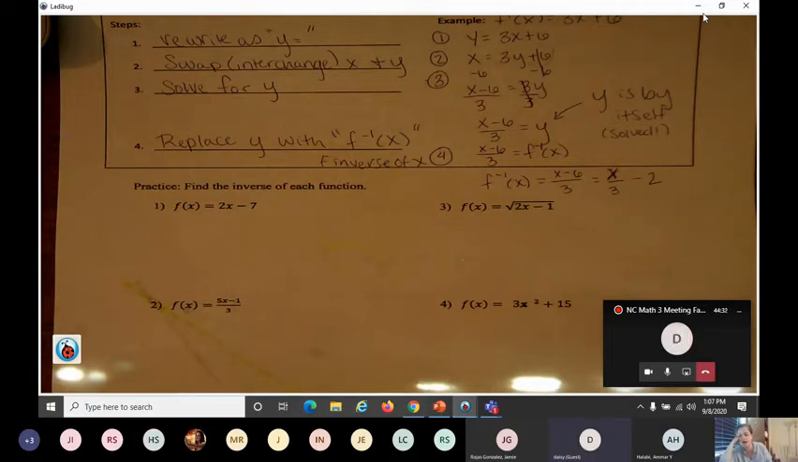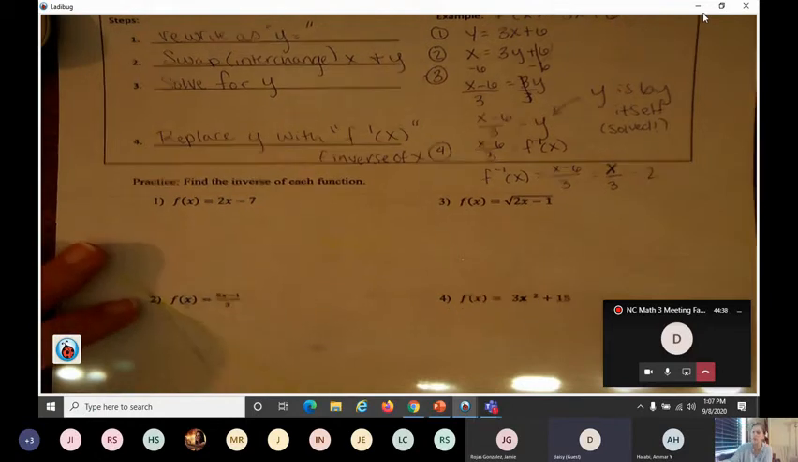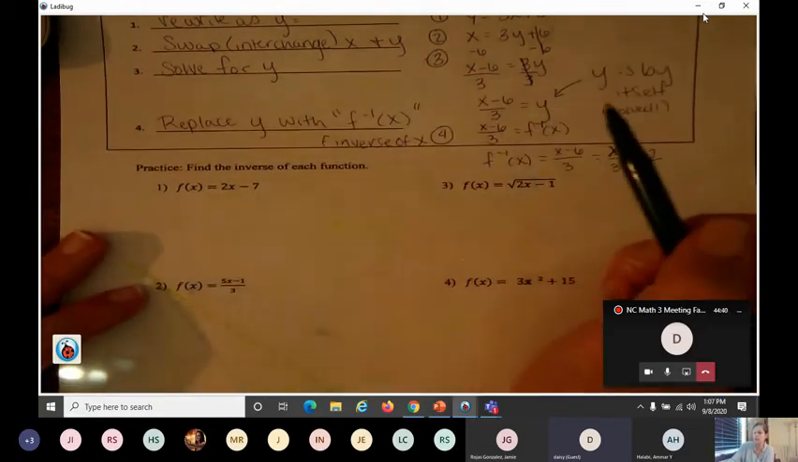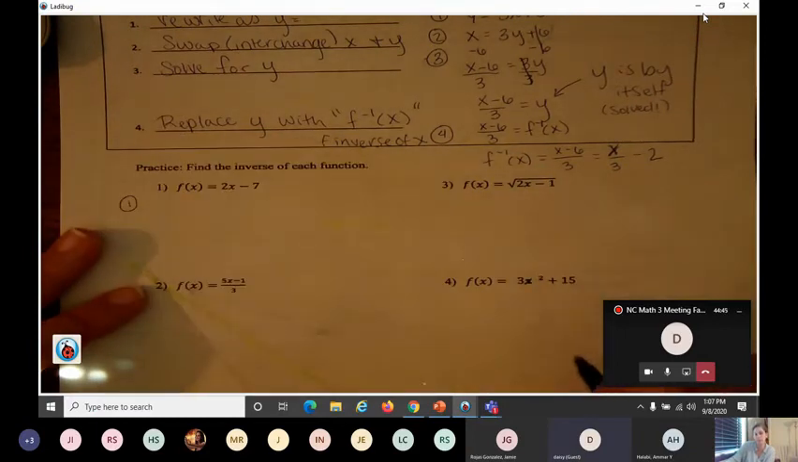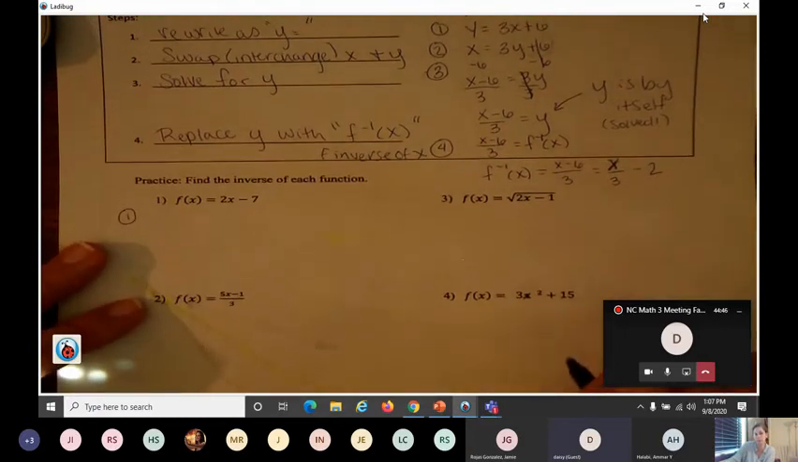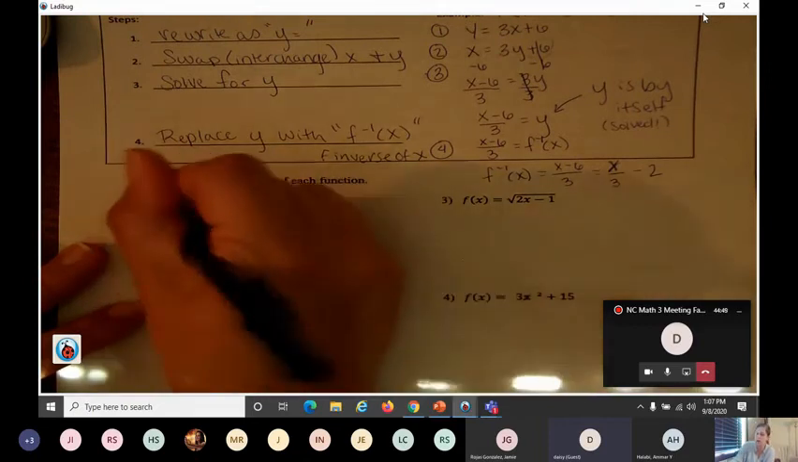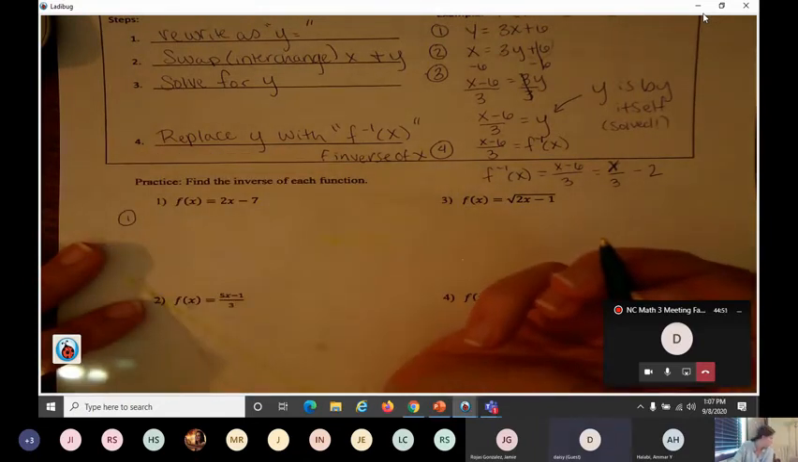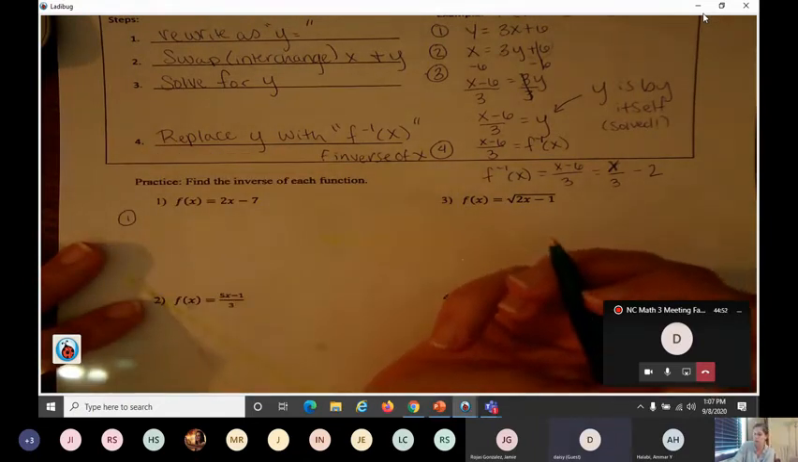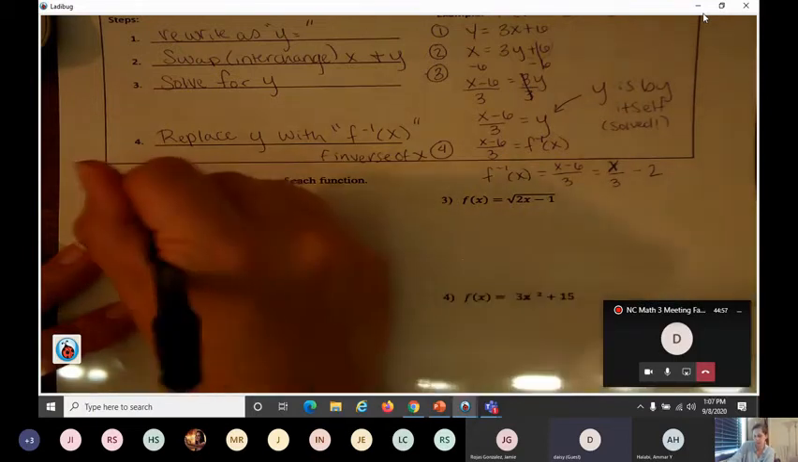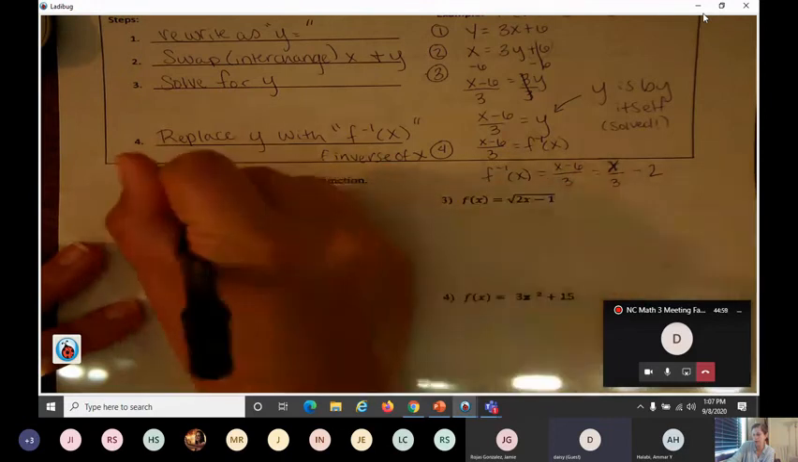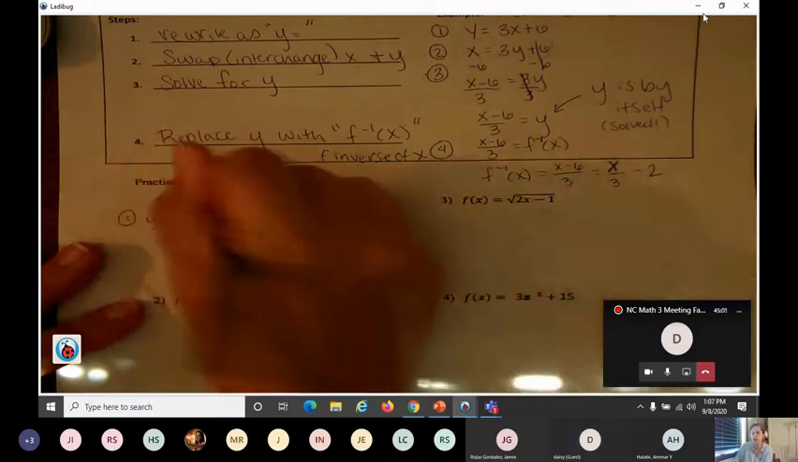Yeah. All right, Daisy, which one do you want to do? 1, 2, 3, 4? 1. Okay, we'll do number 1. So what's the very first thing I'm going to do? What's step 1? Rewrite as y equals. Yeah. So what am I going to write? y equals 2x minus 7. Perfect. Thank you so much. Excellent work, Daisy.